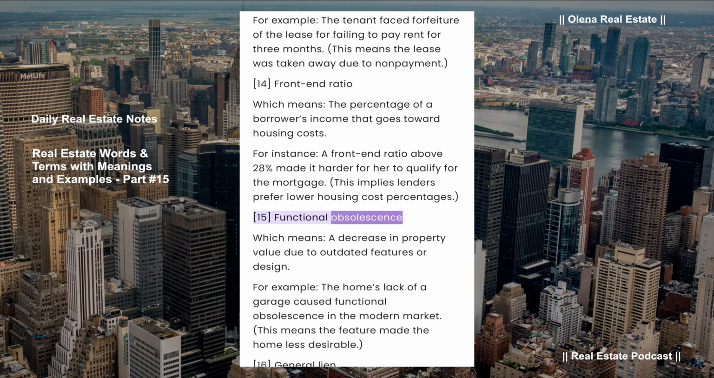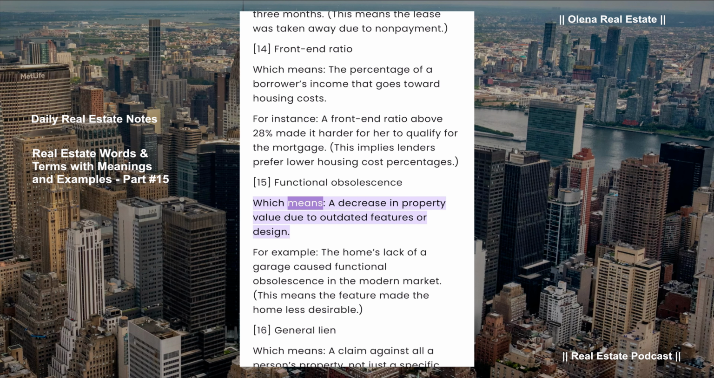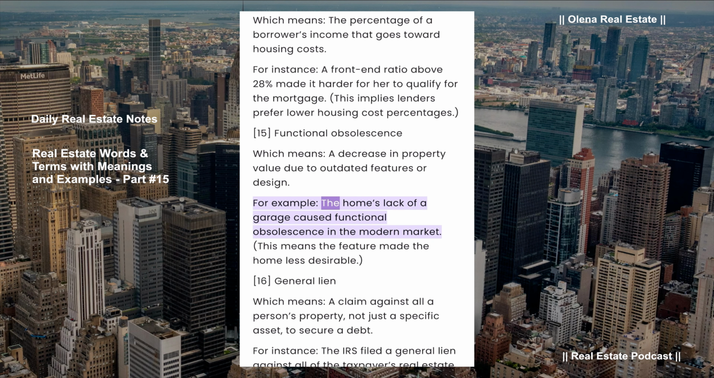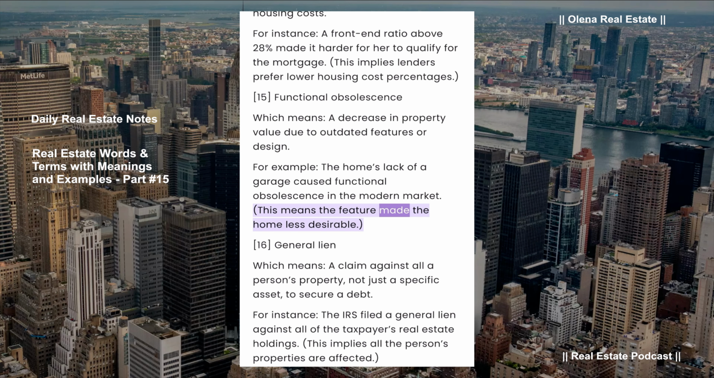Functional obsolescence, which means a decrease in property value due to outdated features or design. For example, the home's lack of a garage caused functional obsolescence in the modern market. This means the feature made the home less desirable.